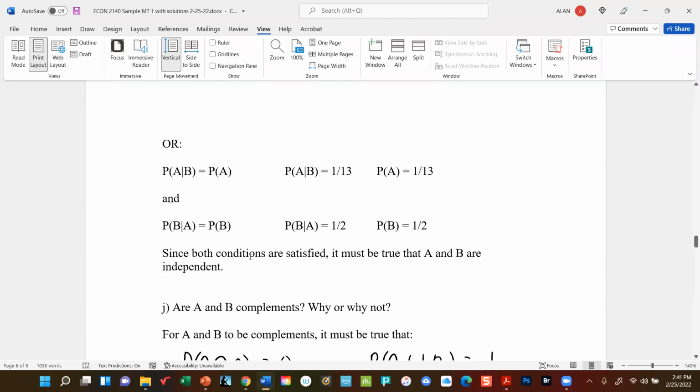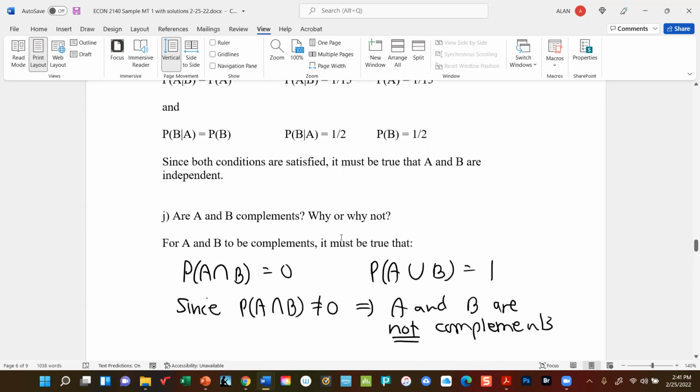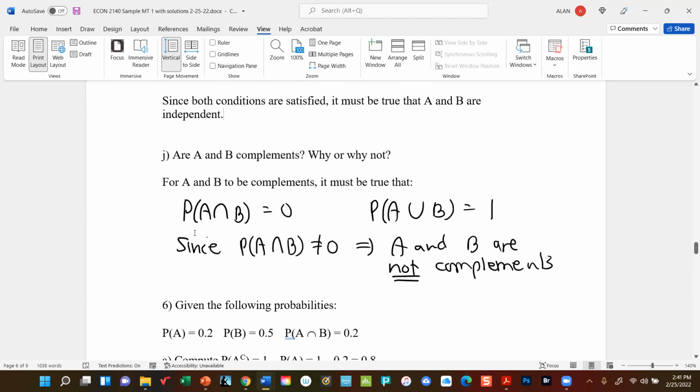Okay, so either way, we'll get the same result. Now, how about complements? Now, this is different because if you notice, in order for A and B to be complements, there are two requirements. It must be true that the probability of A intersect B is equal to 0, and the probability of A union B is equal to 1.